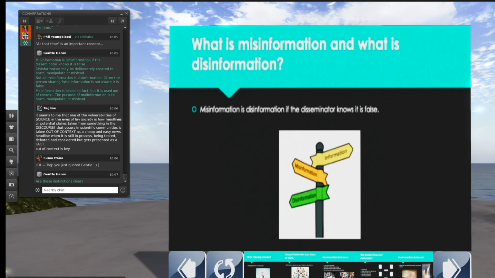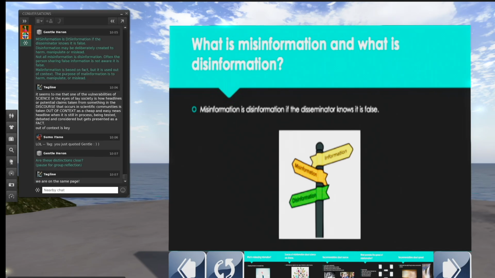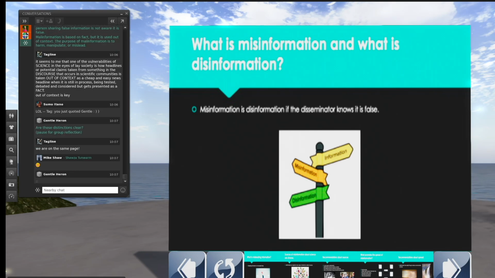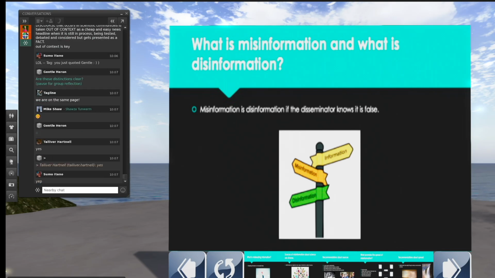Are these distinctions clear to you? It looks like we are on the same page, yes. Everybody's okay with those three terms? Okay, looks like several people are. All right, we can go on.